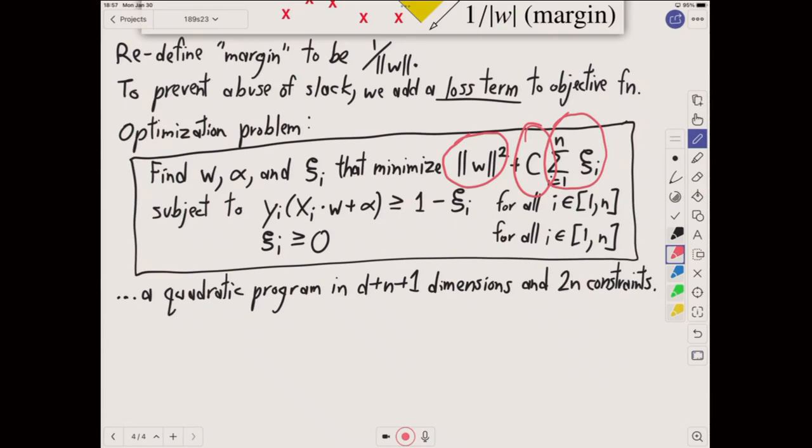When you have two different goals, you have to decide how you're going to trade them off. Which goal is more important to you? That's what C does. C essentially establishes the relative priority of these two goals. So if you make C bigger, that means you're really emphasizing the slack terms. If you make C small, you're more interested in maximizing the margin. C should always be set greater than 0. It doesn't ever make sense to use a negative C, because then you're rewarding slack.